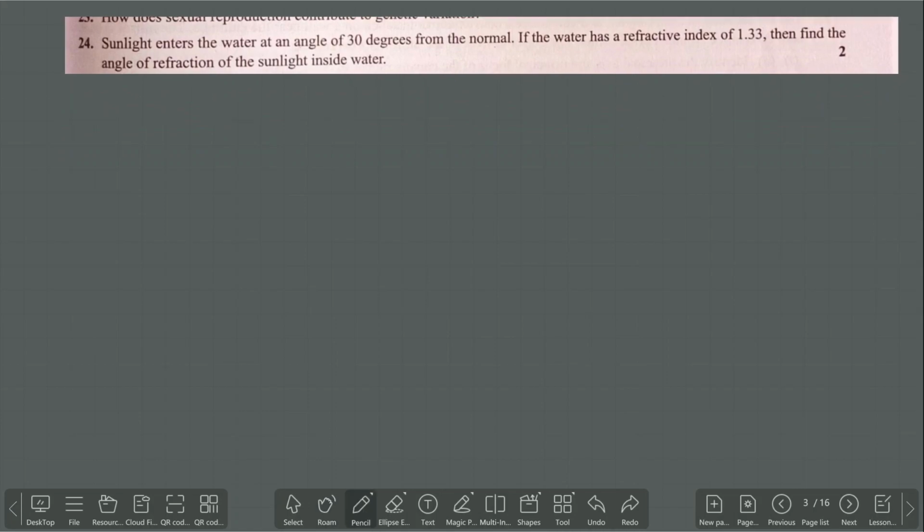So the concept is based upon Snell's law. Before reading the question itself, first we'll write the Snell's law formula. What is the Snell's law formula? Sin i by sin r is equal to a constant. That constant term is what we call the refractive index.